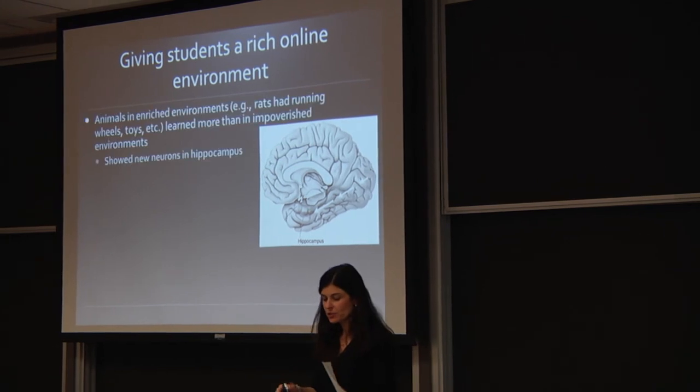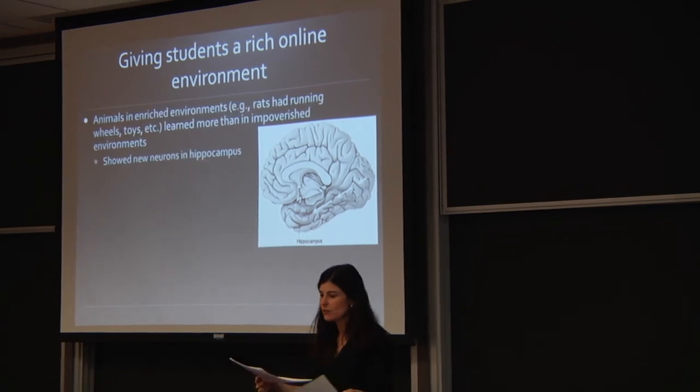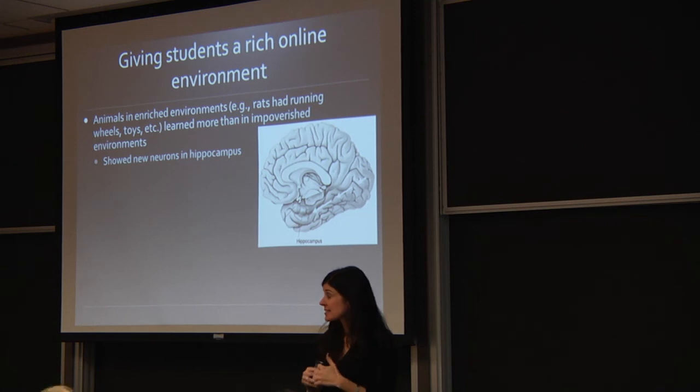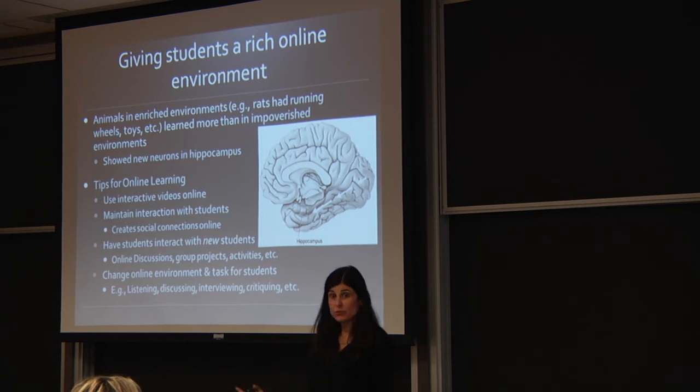Also, we know from research that animals who live in enriched environments, so if rats had wheels, if they had toys, if they live with other rats, showed more learning than rats who lived in impoverished environments. Furthermore, related to Dorothy's talk, they showed more neuronal growth in their hippocampus. So, how can we use this information to help our students learn?